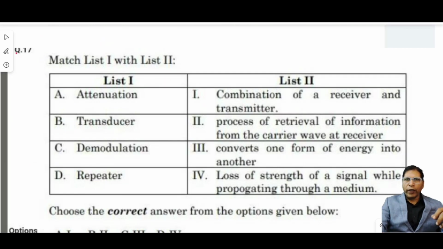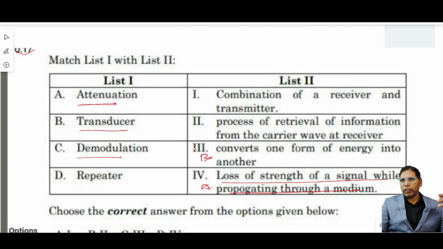Now question number 17. Attenuation means loss of energy, loss of signal strength while propagating through a medium. A transducer is an energy converter, converting one form of energy to another form of energy. So this is B, and this is A.